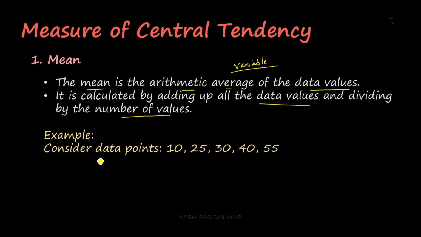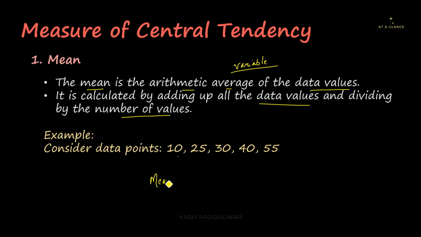For example, if we consider this set of values: 10, 20, 30, 40 and 55. Let's consider these values belong to one single variable. Now we have to find the mean of all these values. For finding the mean, we already know how we can calculate it. First we have to add all these values.